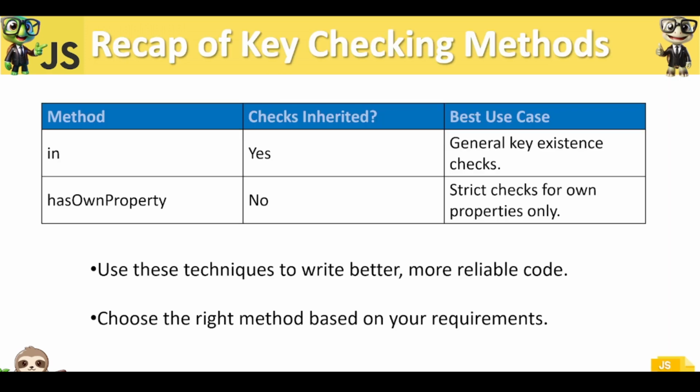Quick recap: we have the in operator, it checks inheritance, and we have hasOwnProperty, it doesn't check inheritance. For general key existence, in checks everything. hasOwnProperty is stricter, it checks own properties only. Okay, use these techniques to write better and more reliable code. Choose the right method based on your requirements.